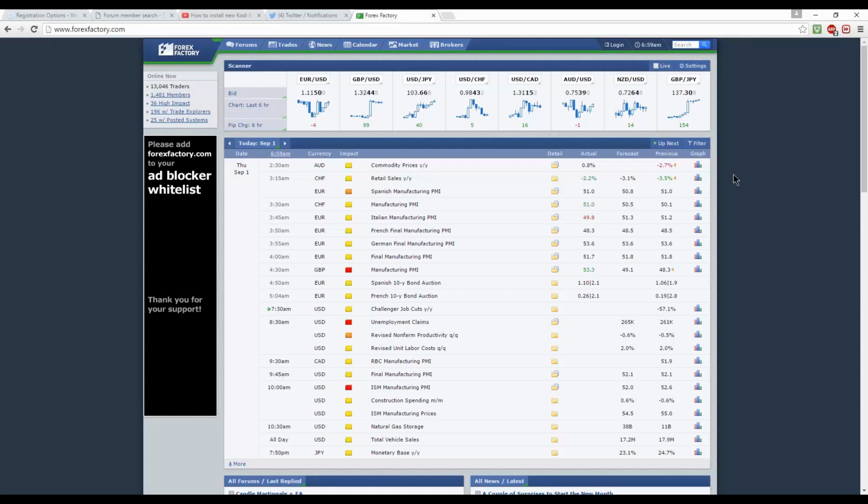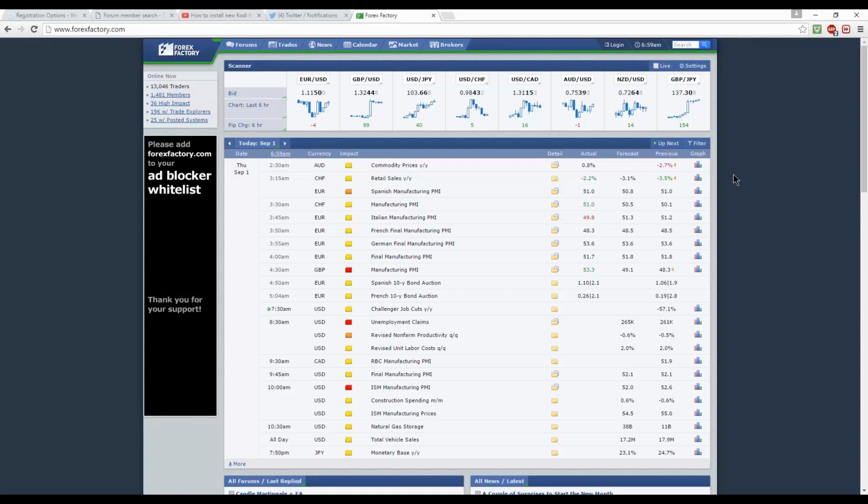We still have at 8:30 in the morning, a little bit more than an hour from now, the unemployment claims. So that's another high impact. And then later on at 10 a.m. New York time, we have ISM. So we have a little bit more volatility injections left for today.